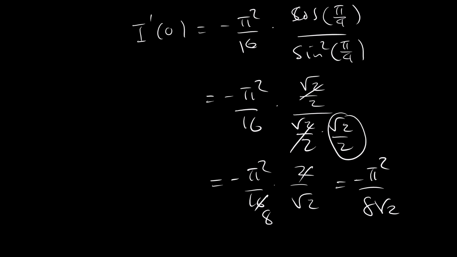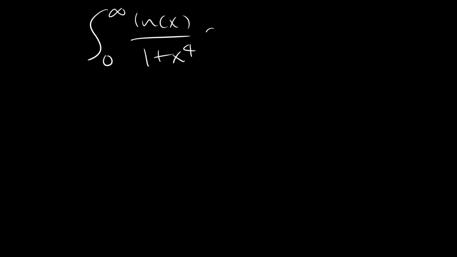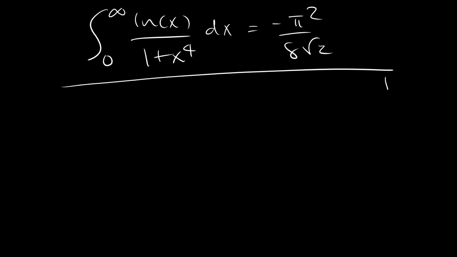So that is good. So for a minute we have our solution being equal to negative pi squared over 8 root 2. But that's the first step. Now let's go and look at the series that I talked about.